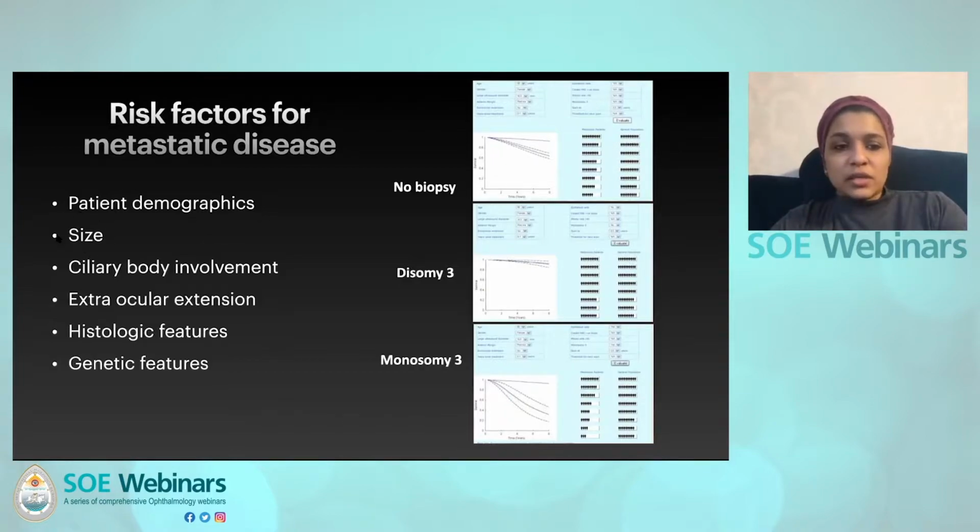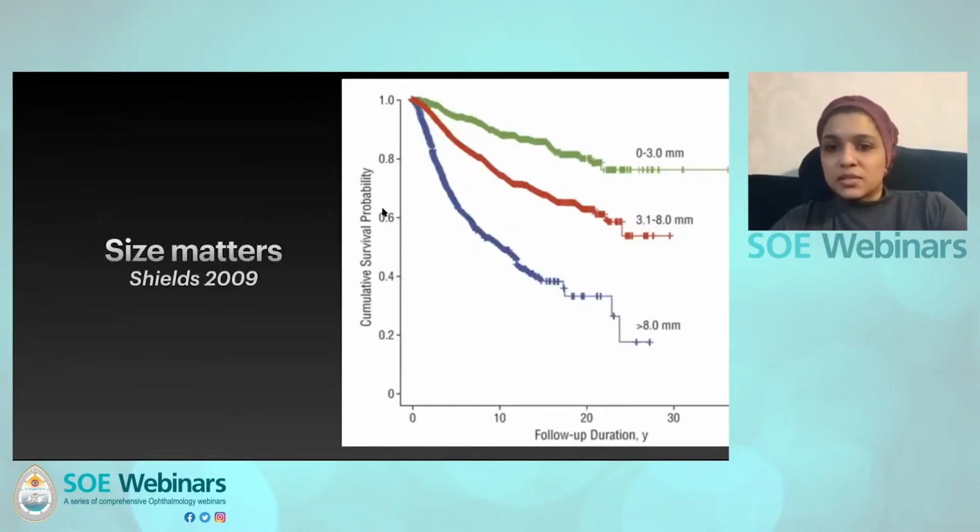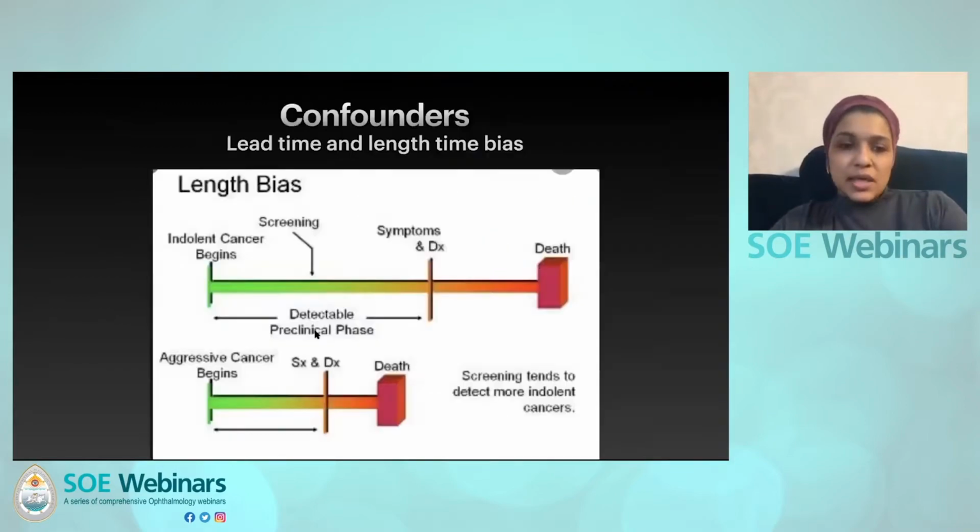The only thing we can influence is the size threshold at which we decide that we want to treat these lesions. And we know that size matters quite significantly. It's not just the Shields group. Many, many papers have shown that the smaller tumours metastasize a lot less than the larger tumours. The question is, is that because the smaller tumours tend to be more benign, the more disomy 3 tumours, and the larger tumours are more likely to be monosomy 3, or is it actually because if you treat them earlier, they metastasize less?